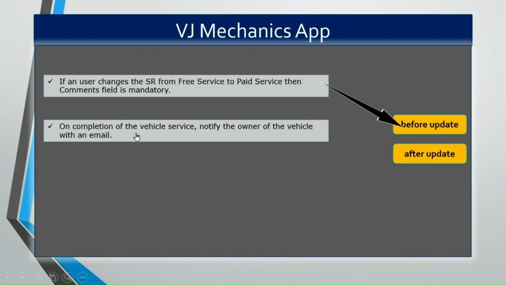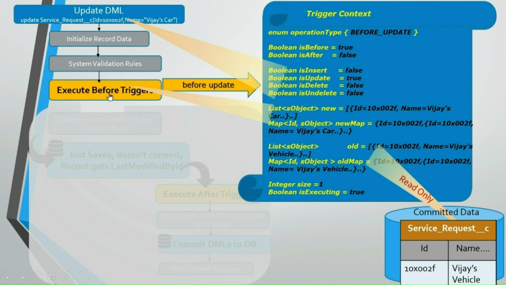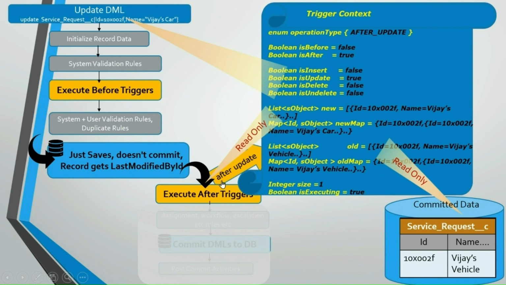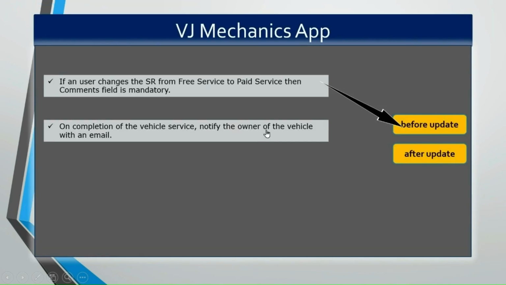Now for the second requirement, on completion of the service request, we have to notify the user with an email. For this example, we cannot take before update, because on change of the status to completed, if you send an email over here, there may be chances that while saving this record there could be some errors. But if you take the after update trigger event, then we can send an email after saving of that record. So for this second requirement, the perfect trigger event is after update.